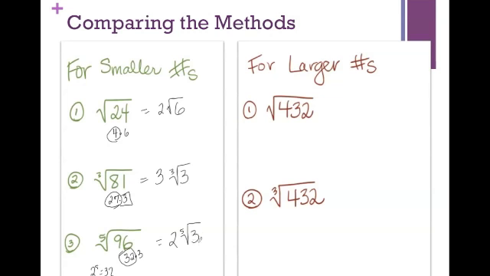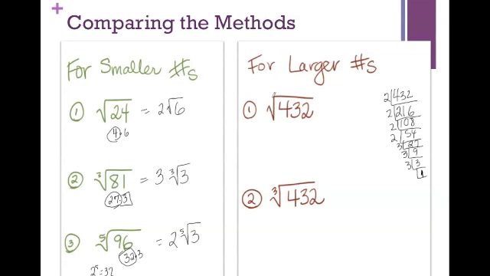Now for larger numbers, I just don't know my multiplication facts as well, so I'm going to use the prime factorization method. So when I start breaking down 432, let's see what I come up with. And as long as it's even, I'm just going to keep dividing by 2's. And remember, you're going all the way down till you end up with 1.